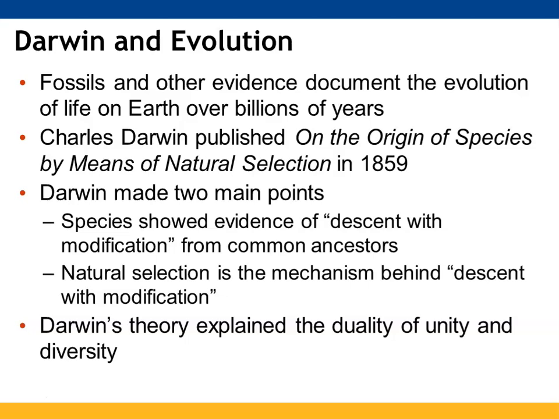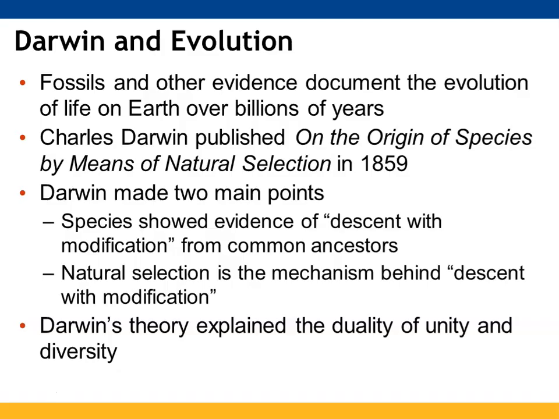So the idea of evolution first came about from Darwin. Fossils and other evidence have been used to document life's evolution over billions and billions of years. Darwin did his travels. He went to the Galapagos Islands. He made his observations. He eventually published On the Origin of Species by Means of Natural Selection.